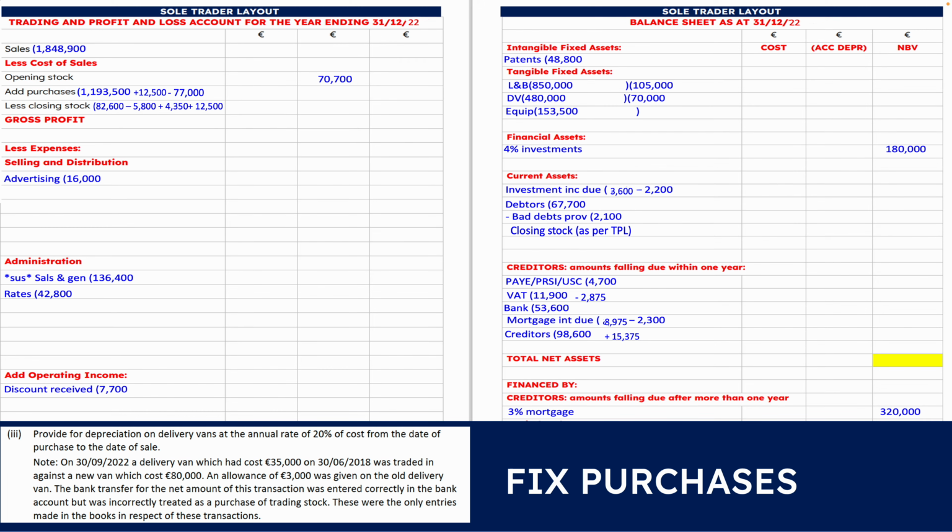We've got a good few things to do here, so we'll get started. So the first one here, fix the purchases figure. So the new van cost 80,000. We got an allowance of 3,000 on the old van from the Ford garage. Okay, so that means that Leahy had to pay the Ford garage 77 grand in order to be able to walk out. That amount was incorrectly treated as purchases. So we are going to fix the purchases figure. So delivery vans will be debited, purchases are debited. So therefore, to take it out, we're going to credit it, and that is going to be minus 77,000 euro there.